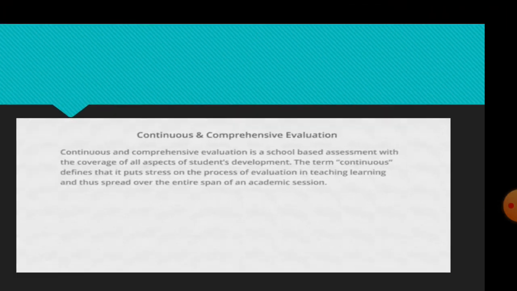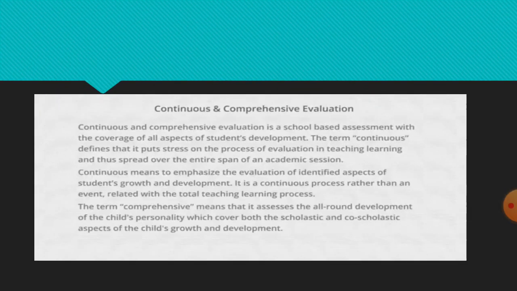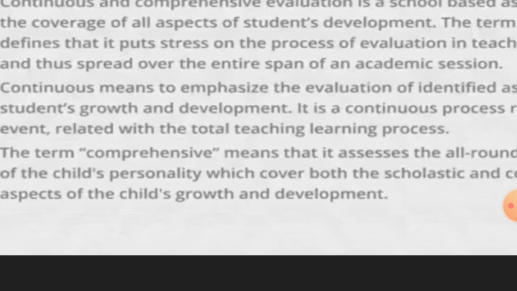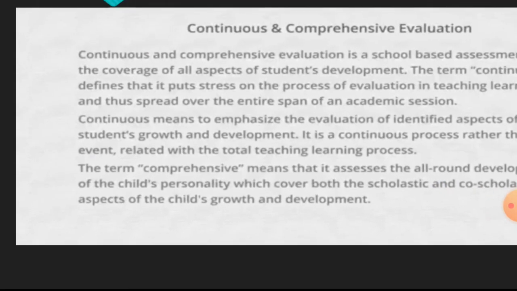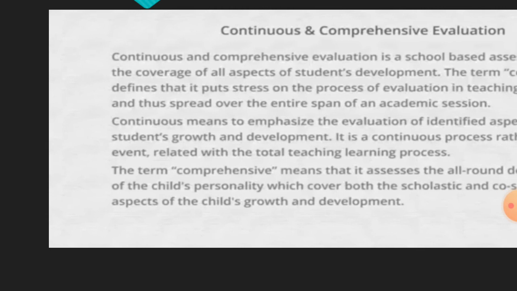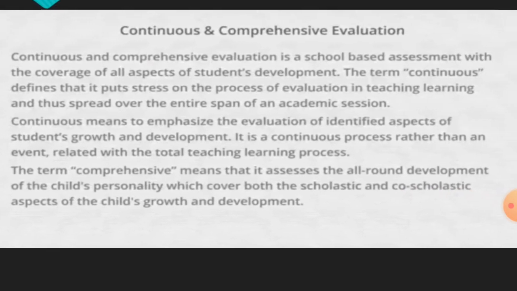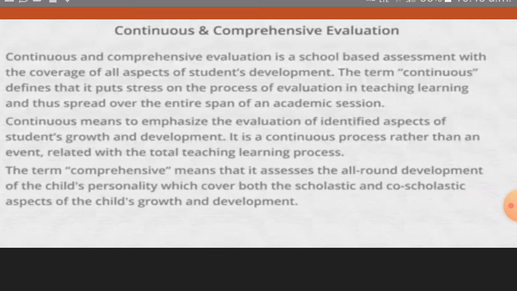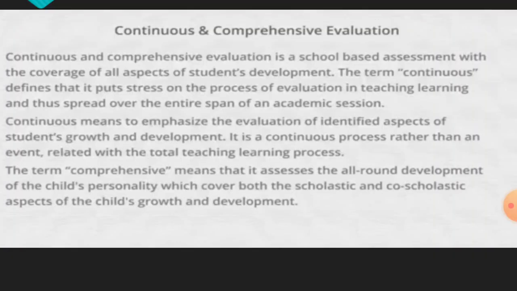Again, the definitions are given in detail in the first, second and third paragraphs. What is continuous? It means to emphasize the evaluation of identified aspects of student growth and development. It is a continuous process rather than an event, related with the total teaching learning process. This is the meaning of continuous. The term comprehensive means that it assesses the all-round development of the child's personality, which covers both scholastic and co-scholastic aspects of the child's growth and development.